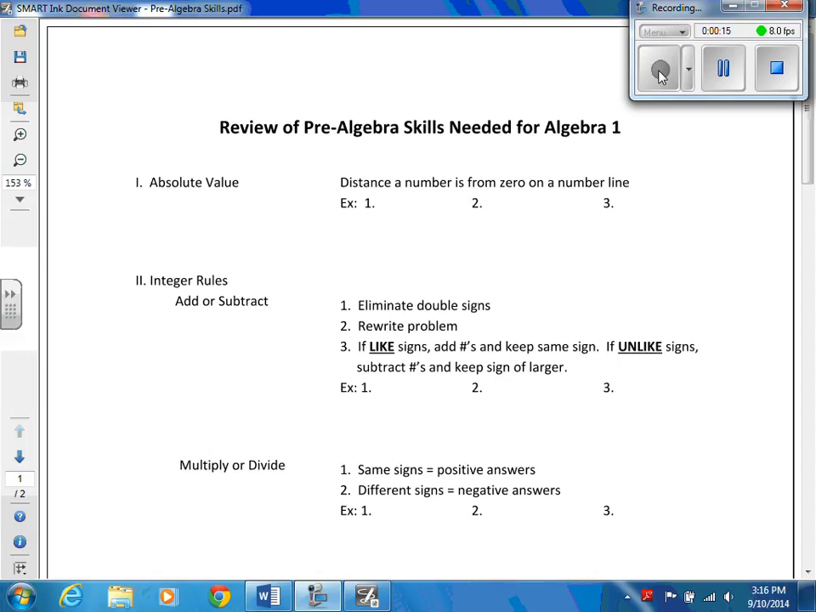For example, the absolute value bars are those long bars with numbers inside. So if I take the absolute value of -2, that is telling me that -2 is 2 spaces from 0, so the answer is 2.